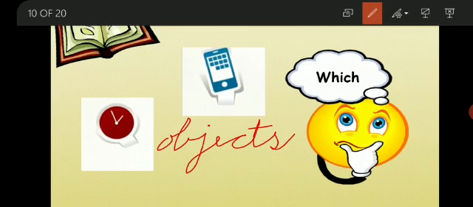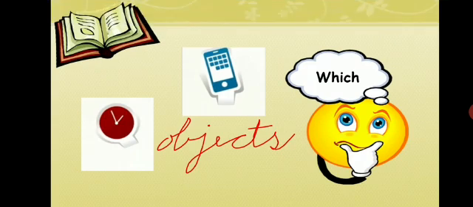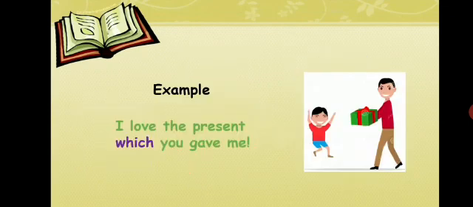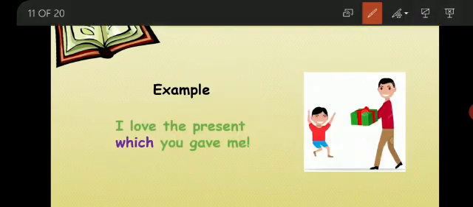Objects like anything, watch, clock, or a gift. So we will further elaborate this concept with the help of an example. Now look at the picture. In this picture, a boy, or you may say a father, is giving a gift to his son, and the son is very happy. I love the present which you gave me.